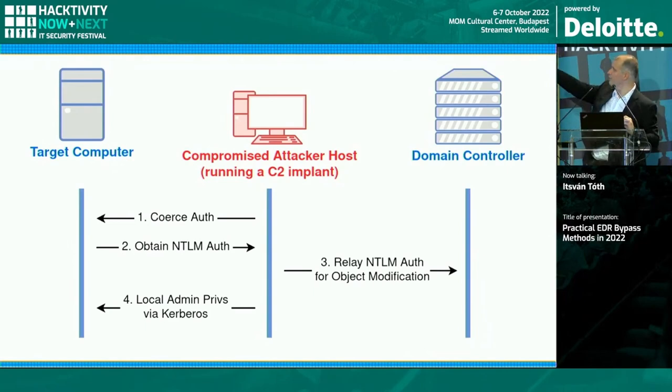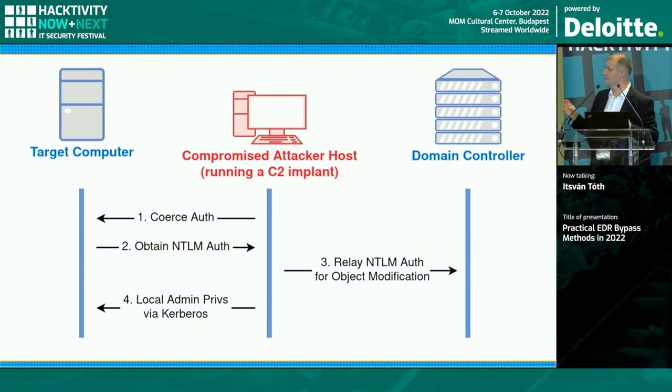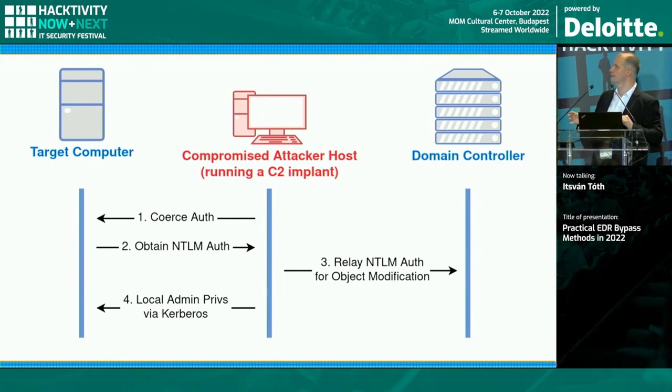So you have the compromised host running the C2 implant. The first step, coercing authentication with some technique on the target computer. If someone is familiar with it, it may be the printer bug or PetitPotam. There are a lot of techniques to coerce authentication. My favorite is the printer bug because it is a won't fix vulnerability. Microsoft says that this is a feature, not a bug.